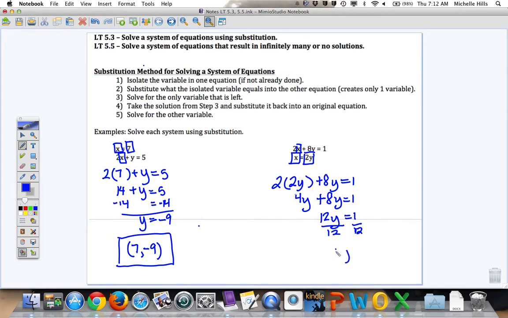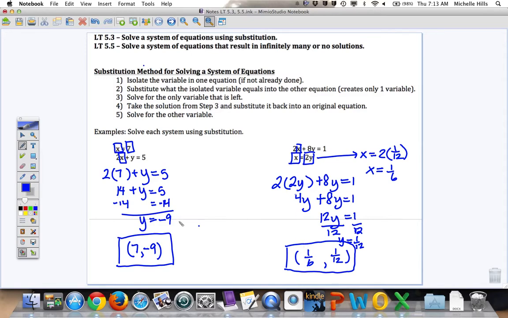So I know my final answer, the y value is 1/12, but I have to go and find x. I could substitute 1/12 in place of y in either one of these equations. I think this one is the easiest one. X equals 2 times y is 1/12. 2 times 1/12 is 1/6. So x equals 1/6. So 1/6 for x, 1/12 for y. Make sure you write them in the correct order inside your parentheses.